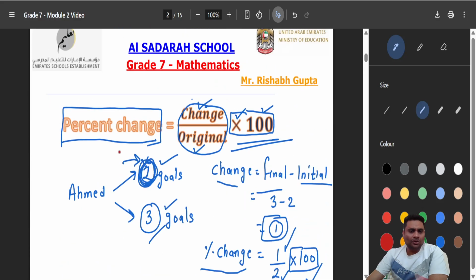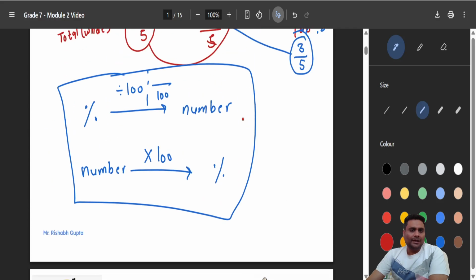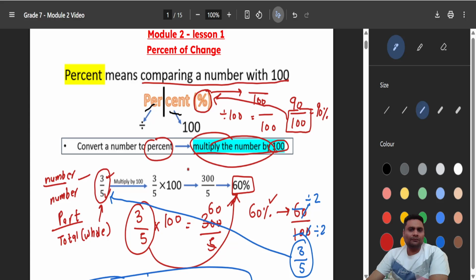Again, the formula was change over original times 100. And when you are changing the percent into a number, you divide by 100, and whenever you change the number into percentage, you multiply by 100. Okay, this was it for lesson number 1.